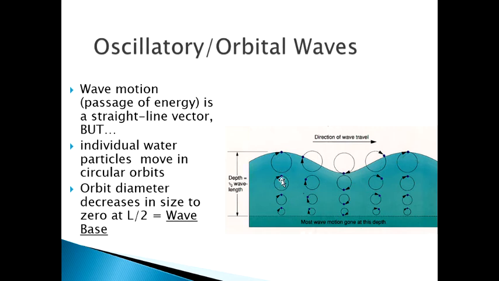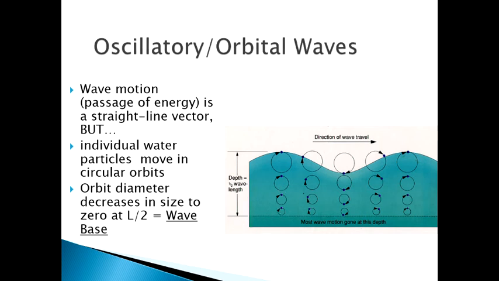Notice that the circles of oscillation get smaller. That's because energy is transferred and there's loss of energy with depth. You reach some point called the wave base, where basically the influence of the surface is no longer felt. The orbit diameter decreases in size all the way to zero.